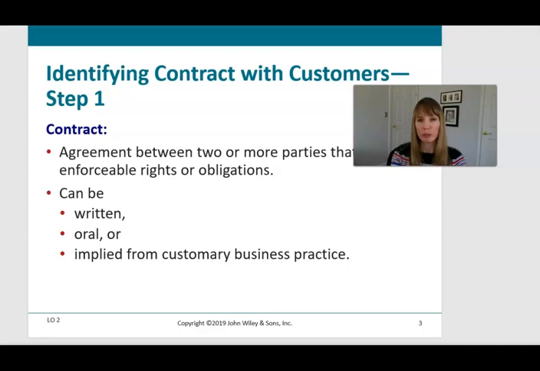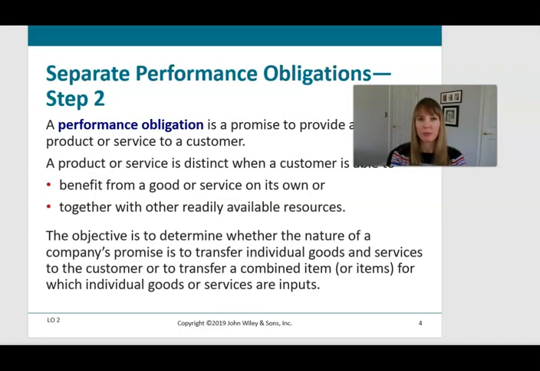Just to review very briefly, steps 1 and 2. Step 1 is identify the contract with the customers. Remember that the contract can be written, oral, or implied. Step 2, identifying the separate performance obligations. When we break down the contract, we're trying to determine what are the distinct performance obligations.